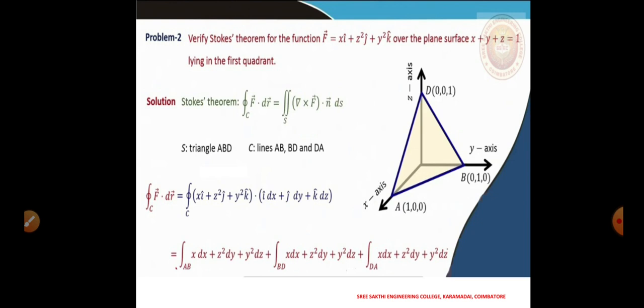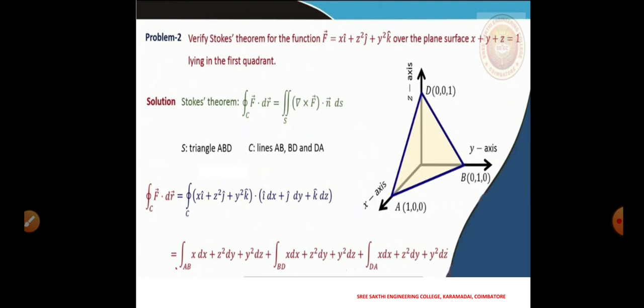Another problem is here. Again, we will verify the Stokes theorem, but now the function is a bit more complicated. The vector field F is equal to x i plus z squared j plus y squared k, and we will take it over the plane surface x plus y plus z equal to 1 lying in the first quadrant. So this is the situation.